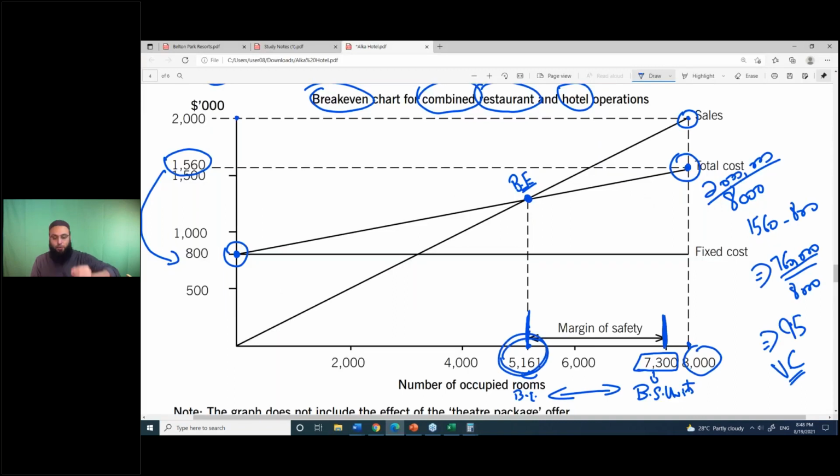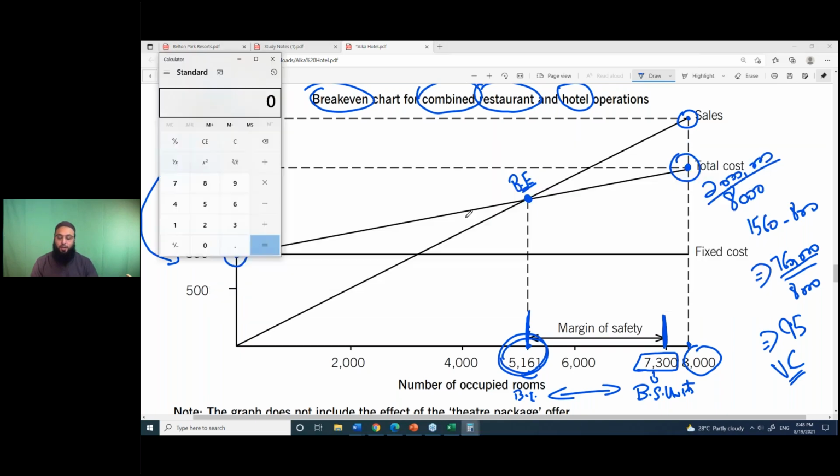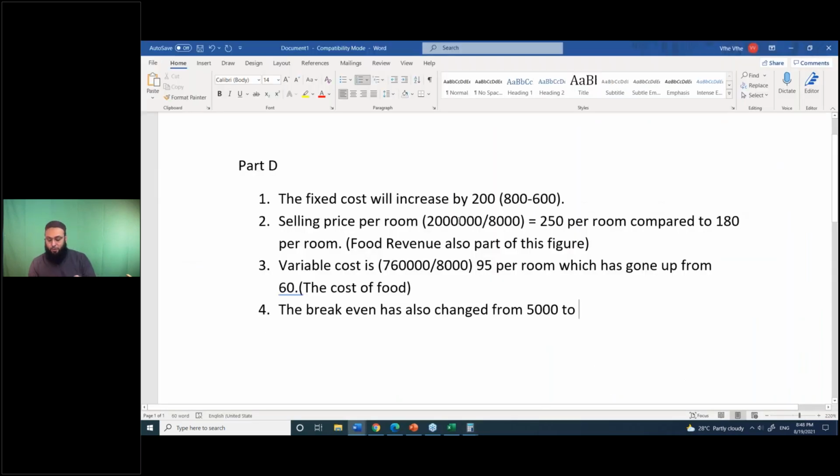5161. So the one that you worked out earlier was 5,000 and this is 5161. Okay, so you can quickly check here as well. So it's 5161, which means the break even has also gone up, which means that now you need 5,161 rooms to break even, right? But at the same time, one thing that is expected more, break even has gone up. That's something dangerous, I would say.